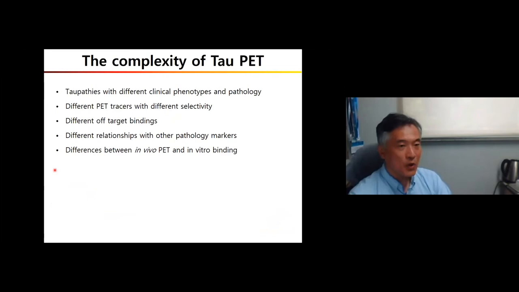Still, we don't know what the best compound for tau PET imaging is. Tauopathy comes with different clinical phenotypes or pathology, and we still have the complexity of tau PET: different PET tracers with different selectivity and off-target binding, the relationship with other pathological markers, and also in vivo PET and in vitro binding differ for tau PET imaging.